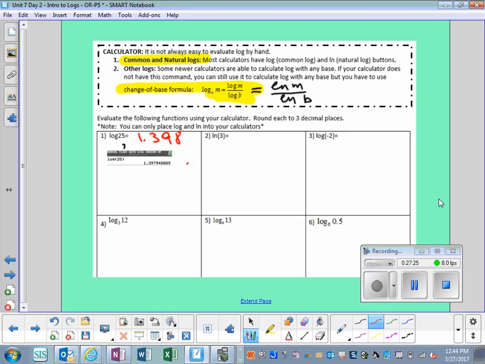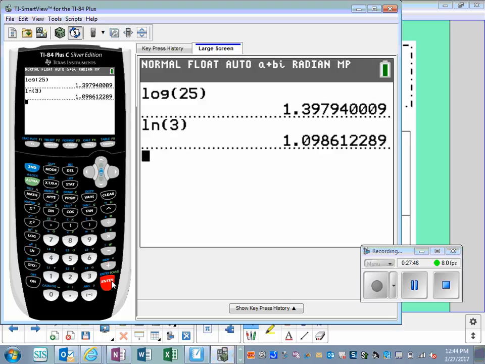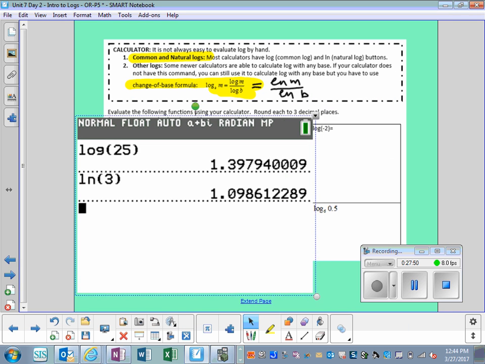Number 2. Yes, we want you to round to the third decimal. Natural log of 3, again, I don't know how to evaluate this by hand, but I can use the calculator. Natural log, ln, of 3, equals, where's my answer?